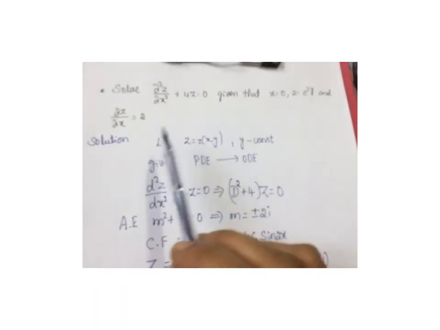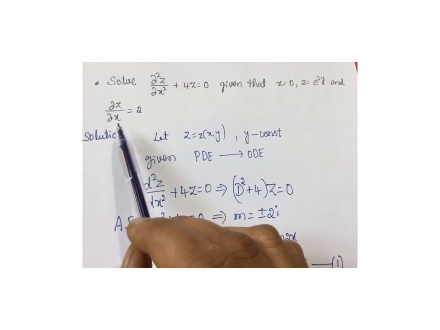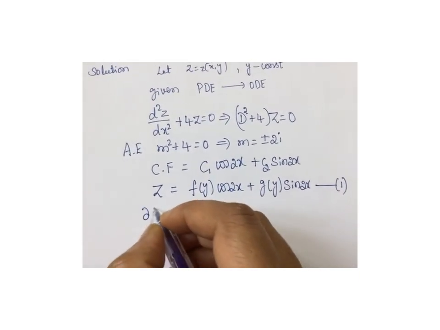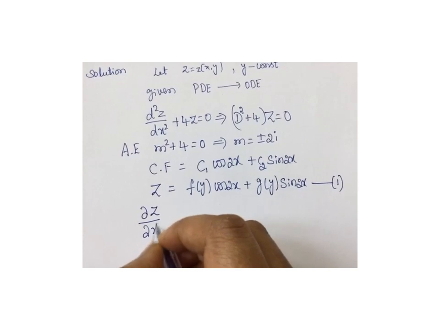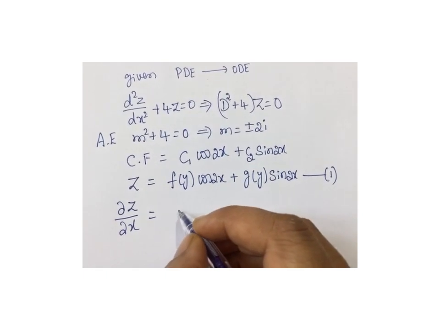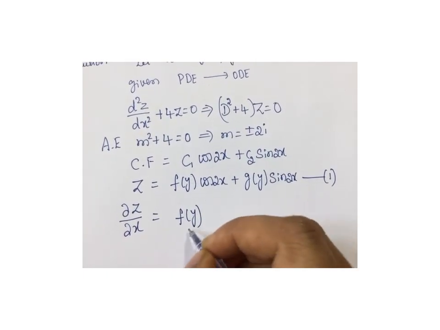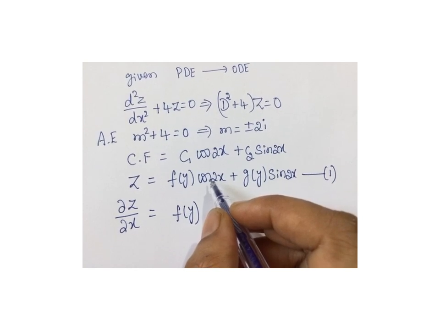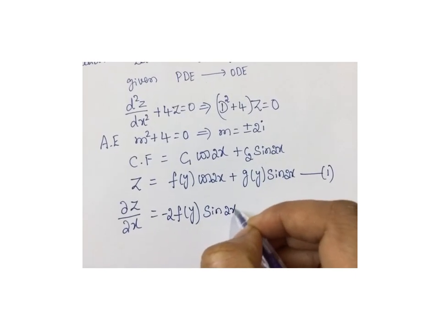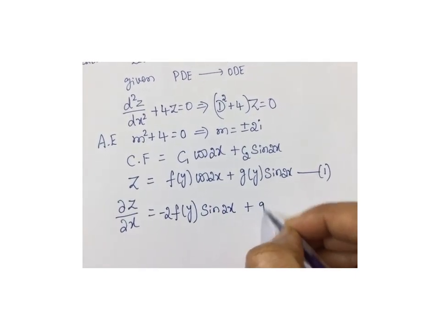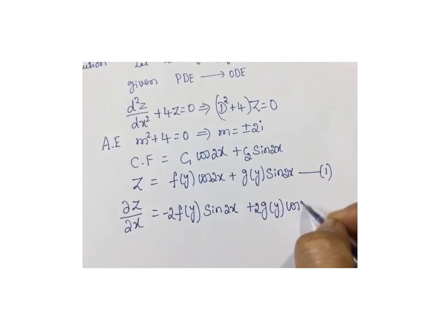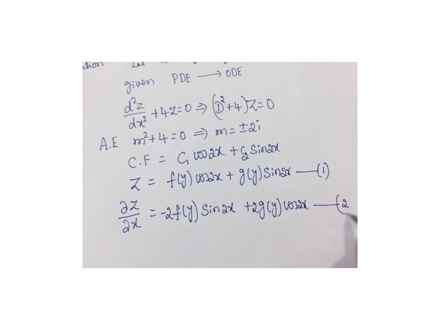Now, the given condition involves the derivative of z with respect to x. So first we differentiate z with respect to x partially. Treating y as constant because it is partial differentiation, we keep f(y) here. The differentiation of cos 2x is minus 2 sin 2x. Then keep g(y) as it is. The differentiation of sin 2x is 2 cos 2x. Let us call this equation 2.